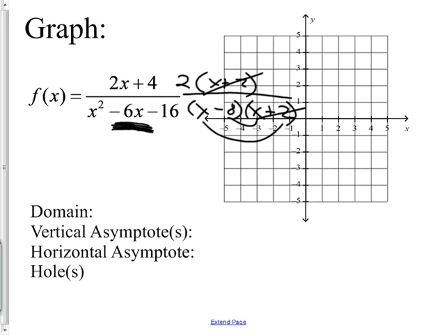Now I cancel that. And that means there was a hole, because the fact that there's 2, 1 on top, 1 on the bottom, means there's a hole at negative 2. But if all you put was negative 2, you would lose half the credit, because negative 2 is the beginning of the hole, and then the rest of the hole is where you take that negative 2 and you stick it back into the remaining equation. What remains after this and this cancels is y equals, f of x is the same as y, equals 2 over x minus 8.